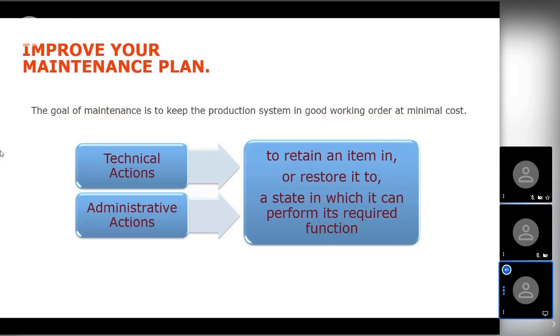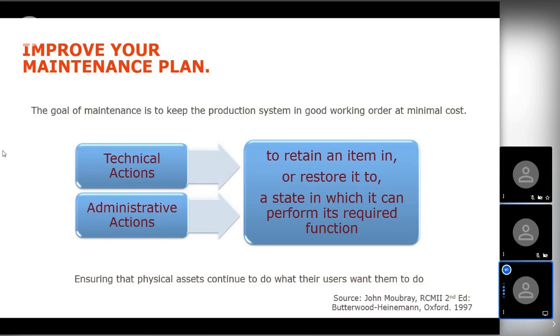And for me, the purpose of maintenance is to get that item in the existing condition or back to the existing condition in which it can perform its required function. So we need it to perform that objective, the reason why we bought it in the first place. If you look at maybe a better definition, it's from a person named John Mowbray, who I'll talk a bit about later on. His definition is that it's ensuring physical assets continue to do what their users want them to do. So we need to define what that equipment needs to do. Maintenance's purpose is easy. Keep it doing what we want it to do.